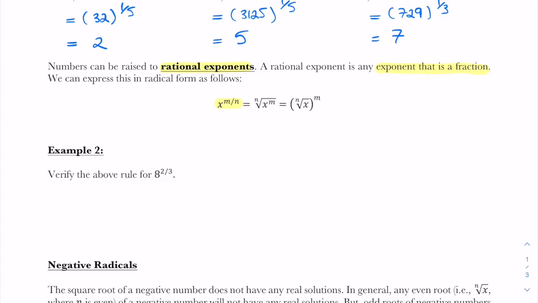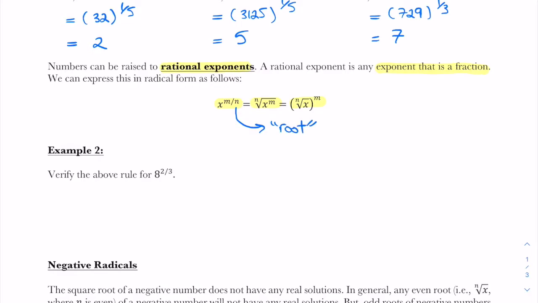Notice this can be expressed in two ways, so listen carefully here. You can take the nth root of x to the exponent m, shown over here, or equivalently, you can take the nth root of x and raise that to the exponent m. What we're showing here is the order of taking the root or raising the base to the exponent of m doesn't matter. And we'll verify this in the next example. But before moving on, what I'd like you to take away over here is when you're dealing with rational exponents, the number in the denominator, in this case it's n, that's always going to play the role of the root.